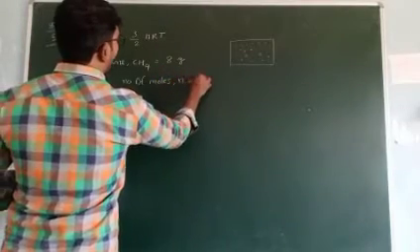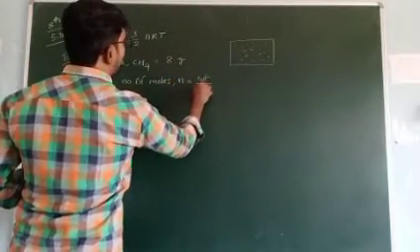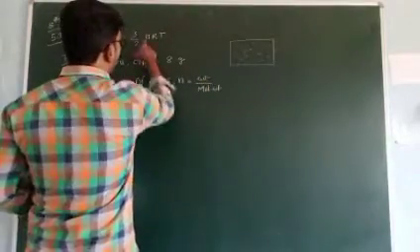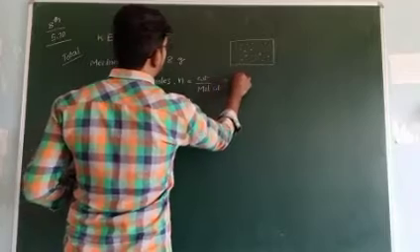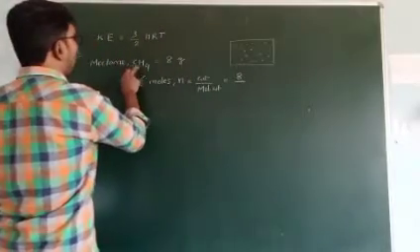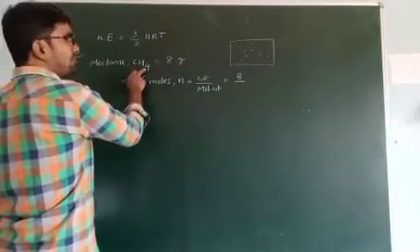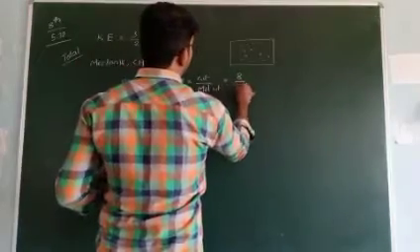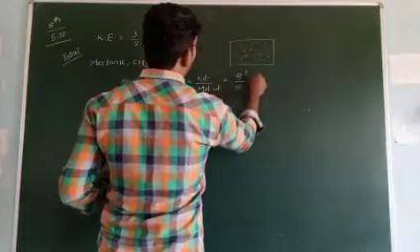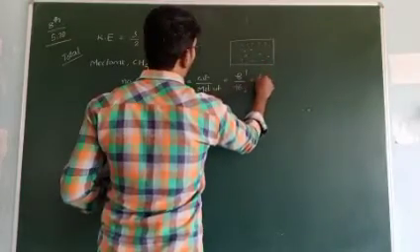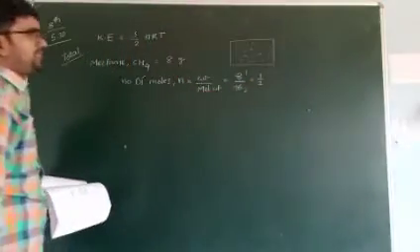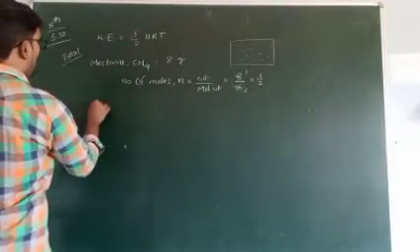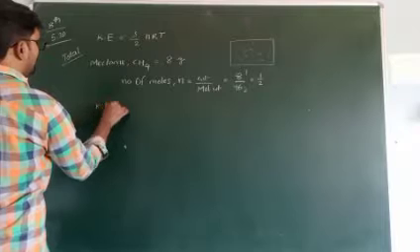n equal to, what is the formula? Weight by molecular weight. Calculate the n value first. CH4 molecular weight: carbon 12, hydrogens 4, 4 ones are 4, 12 plus 4, 16. So 8 by 16, 1 by 2. This is the n value. Okay, leave it. Now calculate the total kinetic energy.